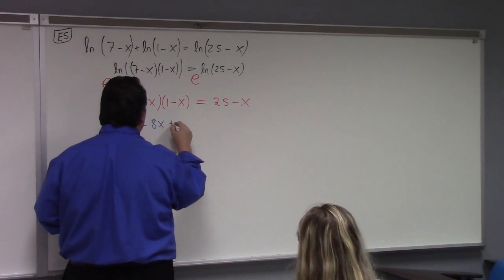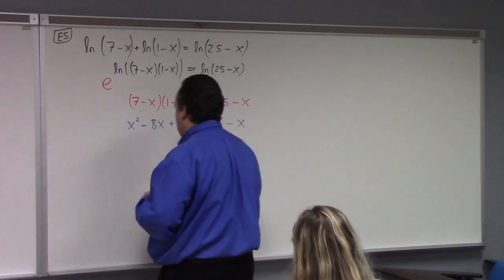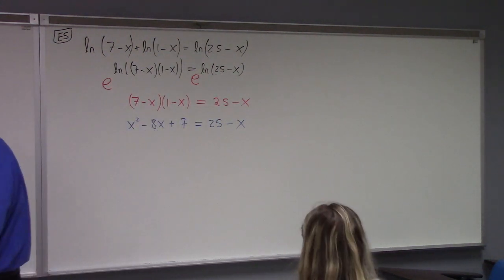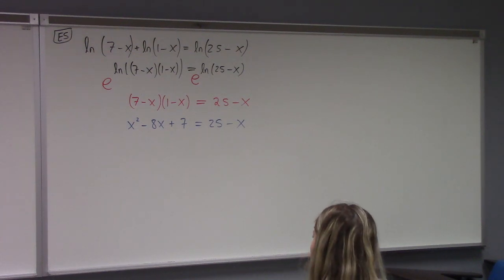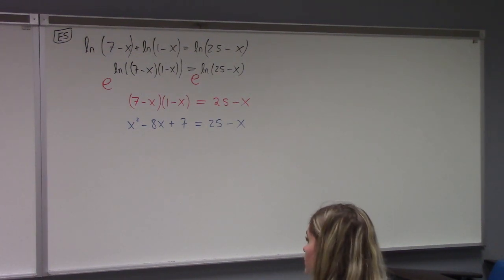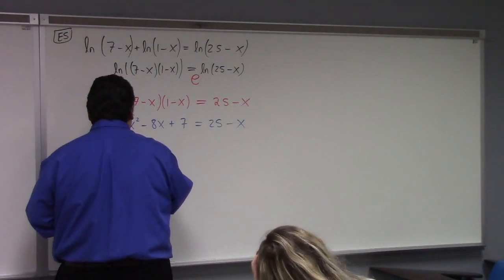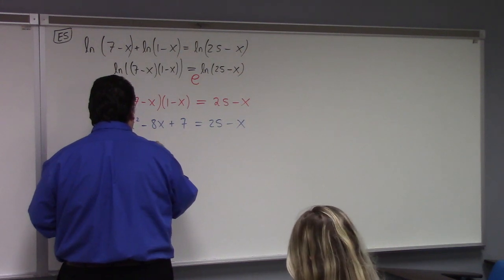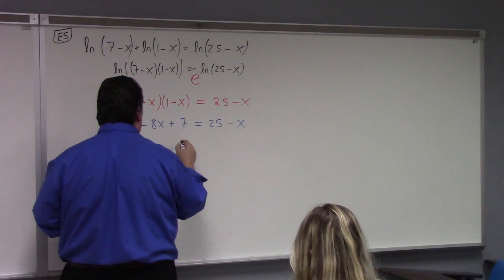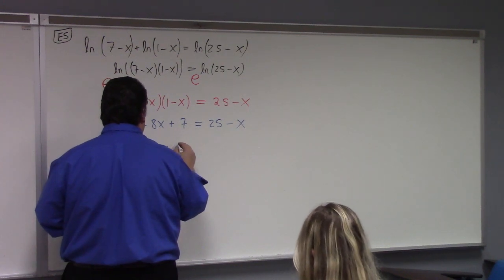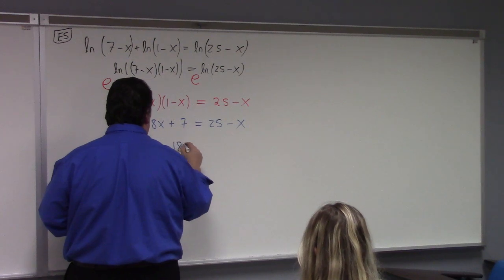Let's see here. So x squared plus 7 is equal to 25 minus x. So I multiplied it out. And now I want to group everything on one side because it's a quadratic equation. Maybe we can factor it, right? That would be nice. What you got? You got x squared minus 7x. What's 7 minus 25? Negative 18, correct.